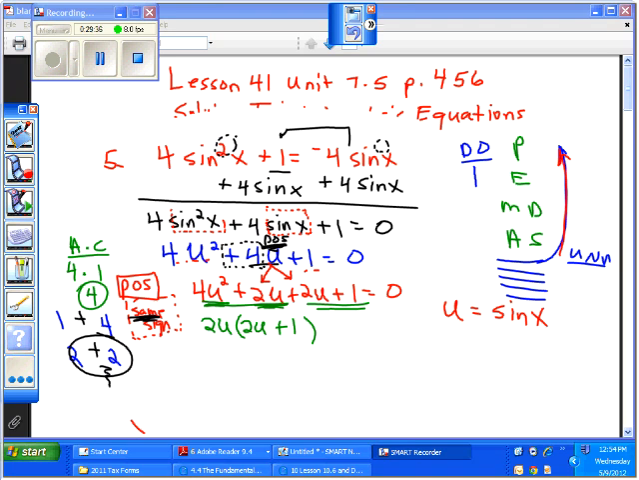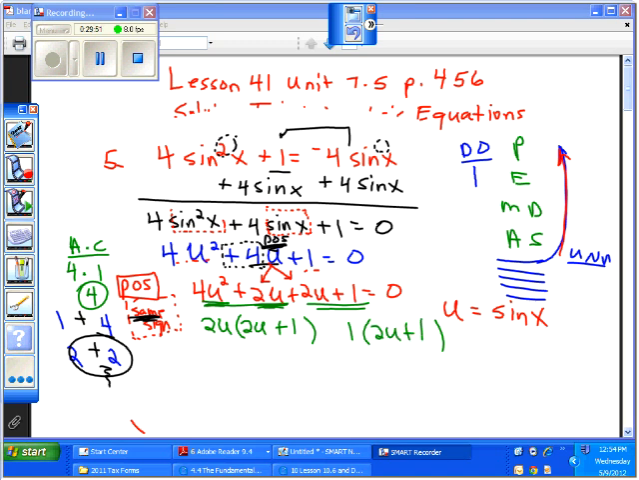What can we factor out of the right pair? Now we have to factor something out. A 1. You have to have a number there. You got to pull a 1 out. That's all you can pull out. So you can have 1 times 2u plus 1.